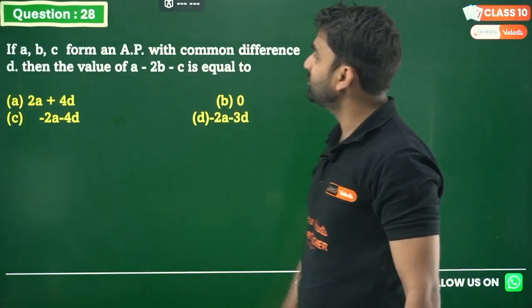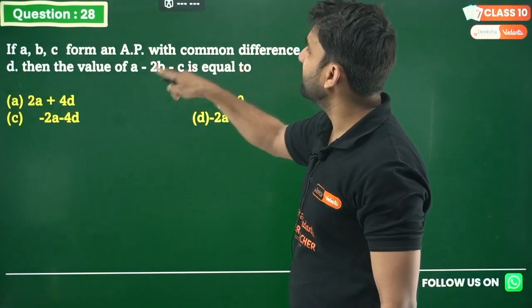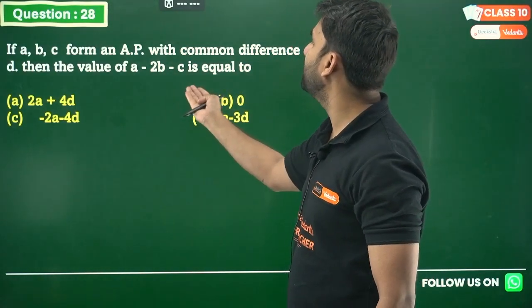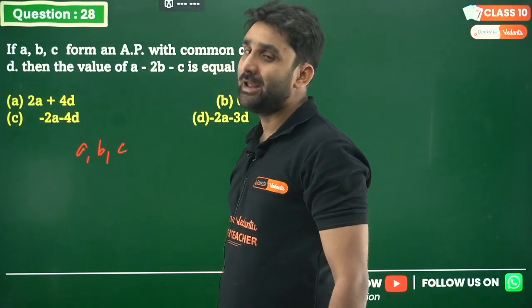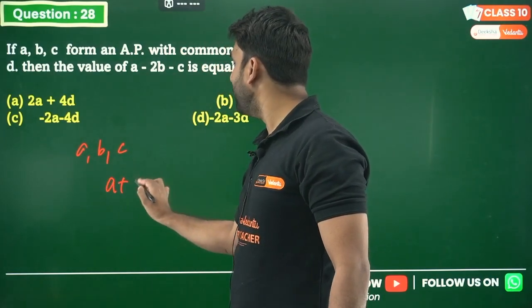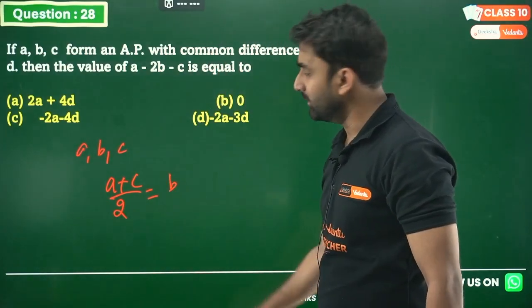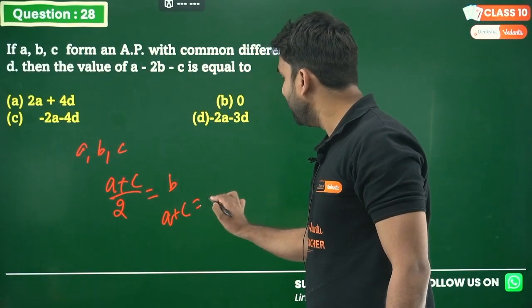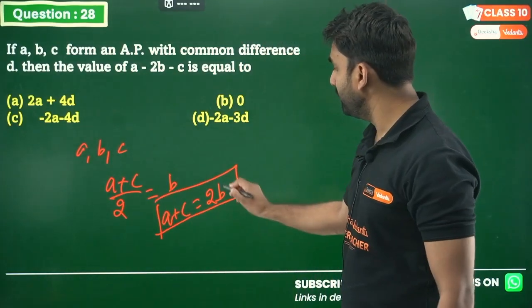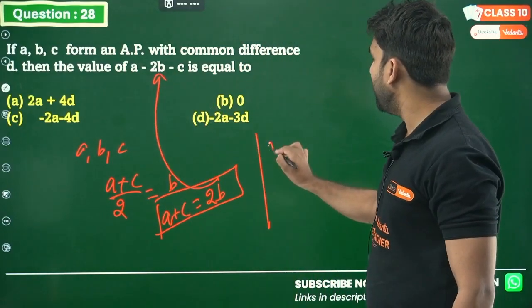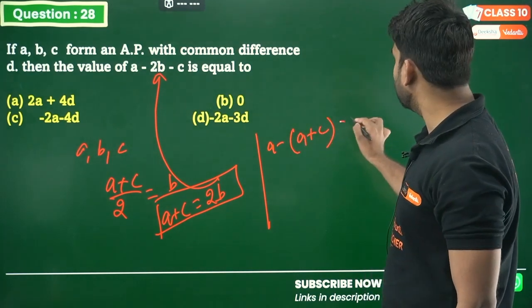Question number 28, if A, B, C are in AP with common difference D, then the value of A minus 2B minus C will be what? So if A, B and C are in AP, the arithmetic mean of the first and third term will be equal to the second term. So A plus C will be equal to 2B. This is clear. A plus C will be equal to 2B. Now you can put the value here. So A minus 2B can be replaced by A plus C minus C.